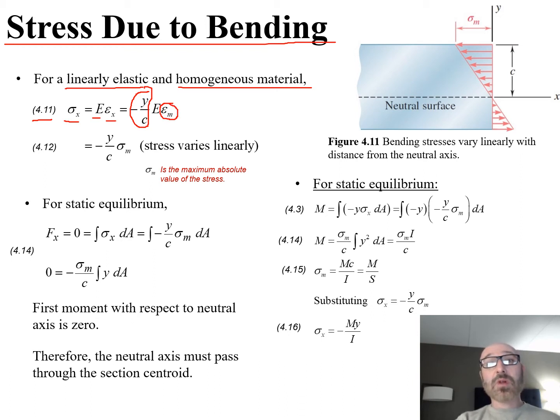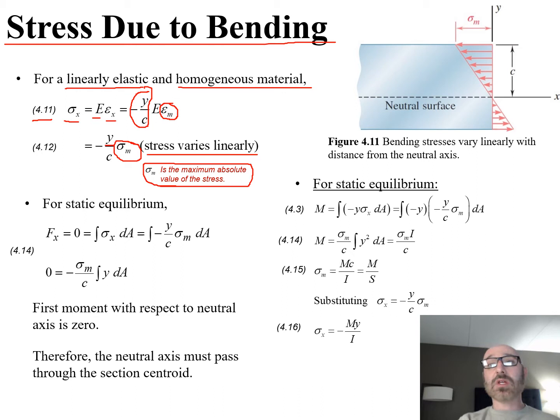From that, we can rearrange a little bit more to see that our stress varies linearly. When we reduce this down a little bit more, we can see that this is equal to negative y over c times our sigma sub m. Our sigma sub m is the maximum absolute value of our stress. That comes from equation 4.12 in our textbook.